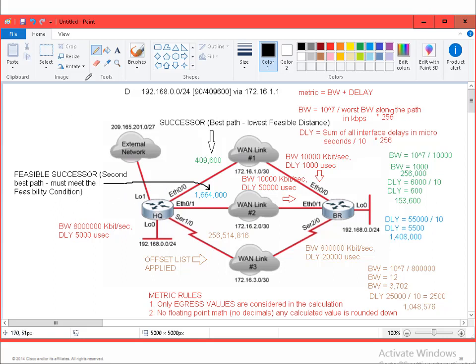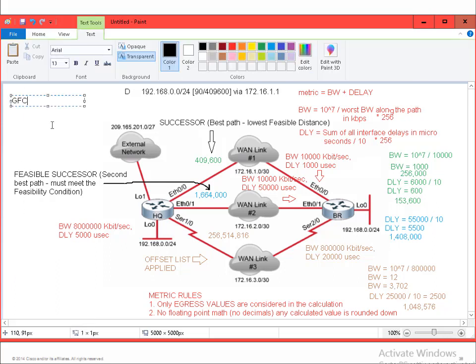It states this. All right, I'll put it up here. FC is a loop avoidance mechanism. It has nothing to do with actually choosing the best path. It's simply a loop avoidance mechanism that allows us to identify whether or not the alternate path is part of the primary path. All right?